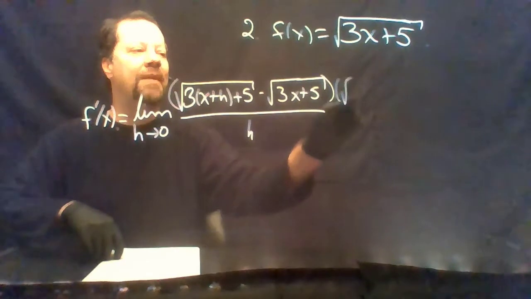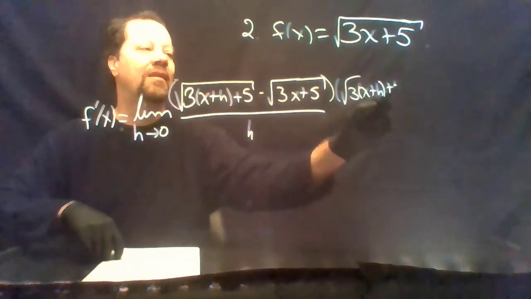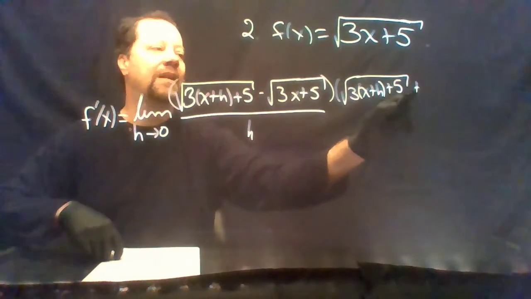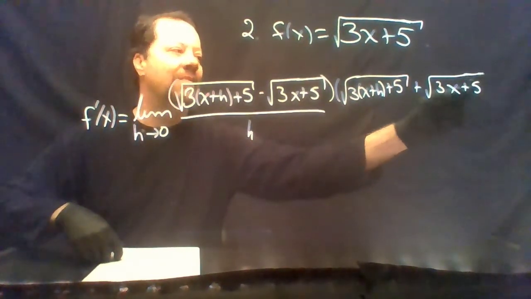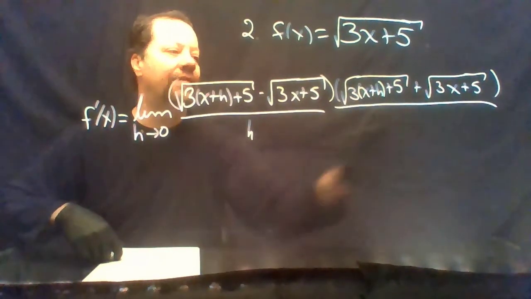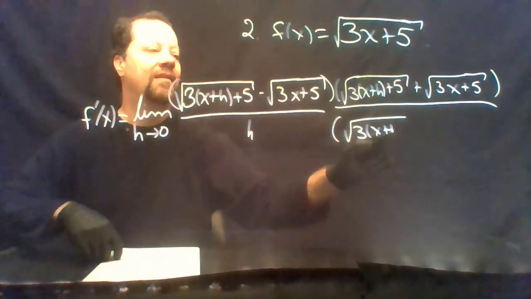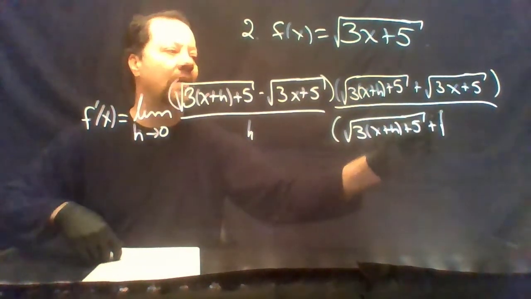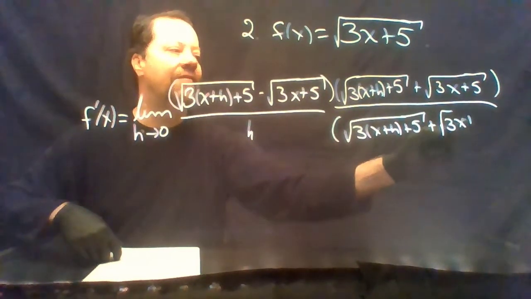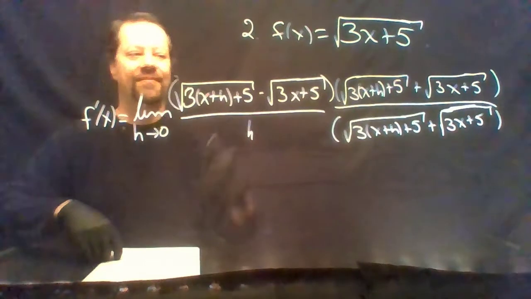So we multiply by the square root of 3 times the quantity x plus h plus 5, plus the square root of 3x plus 5, over the exact same thing. We have to multiply by something that's equivalent to 1, or else we change the value of the expression and then it's no longer equal.